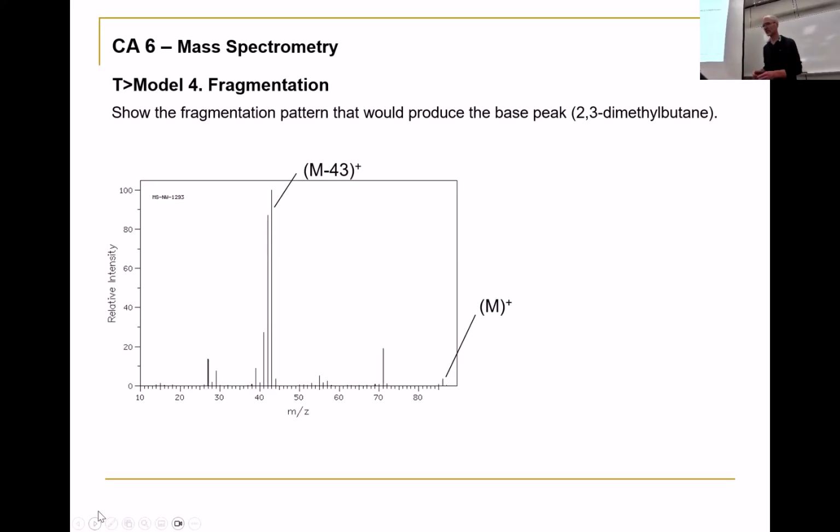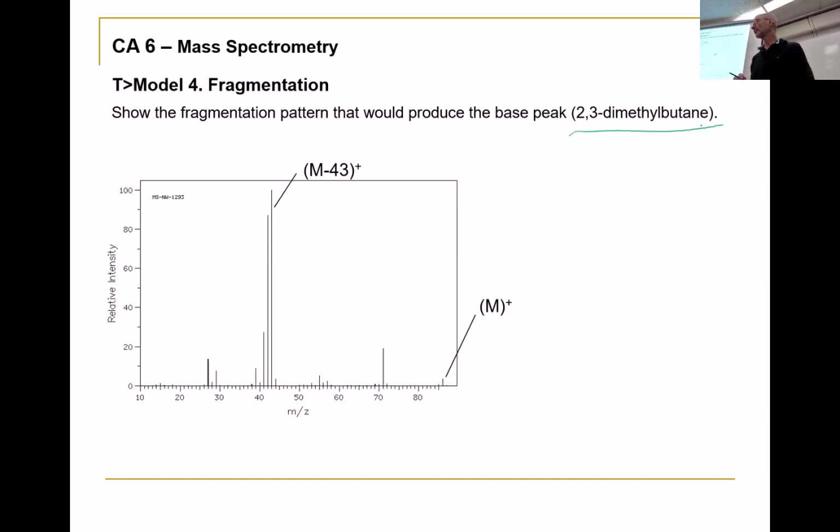the M+1, the M+2. We ask about show fragmentation patterns. So I'm looking on page 50. This is exercise 4. And I say, show the fragmentation pattern that would produce the base peak. And the molecule in question is this 2,3-dimethylbutane.